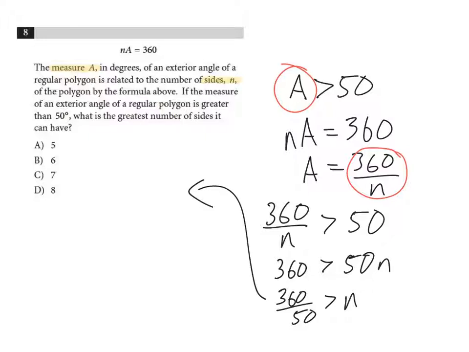So simplify that. We can cancel out the zeros, and we see that that's going to be something like 7.2 is greater than n. Okay, well, n has to be less than 7.2, so we're looking for an integer because the number of sides has to be a whole integer, and it looks like 7 is going to be the greatest number of sides, less than 7.2.